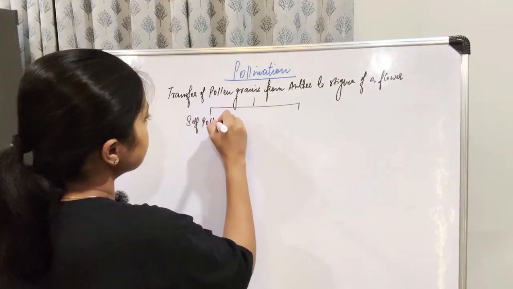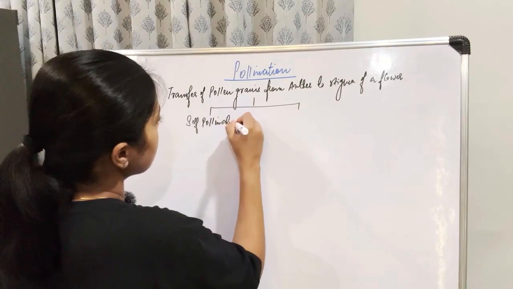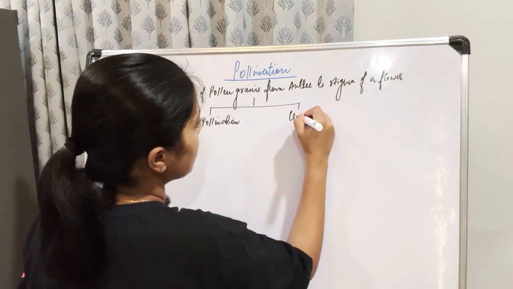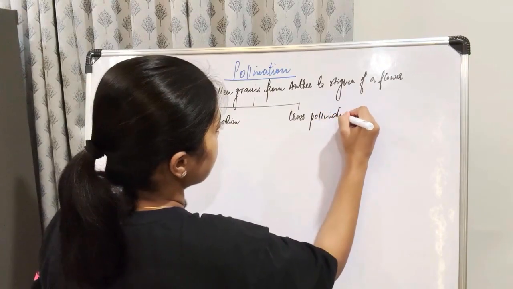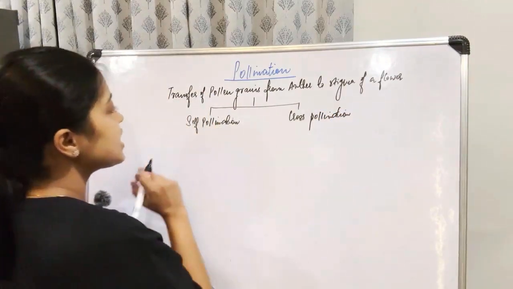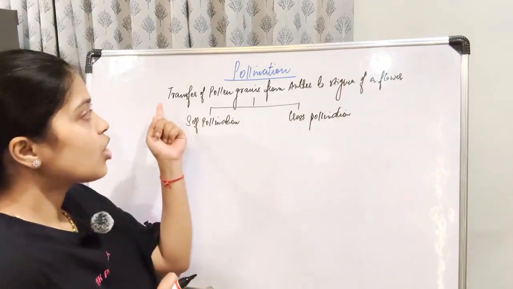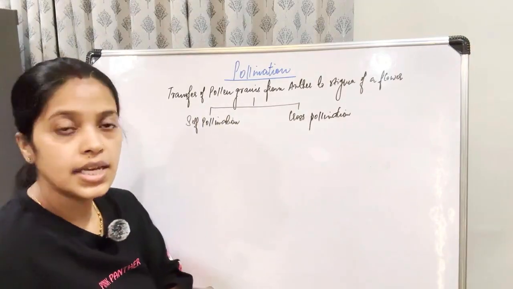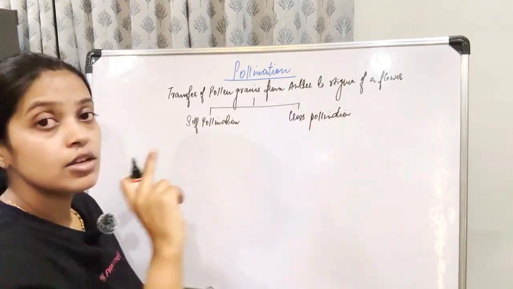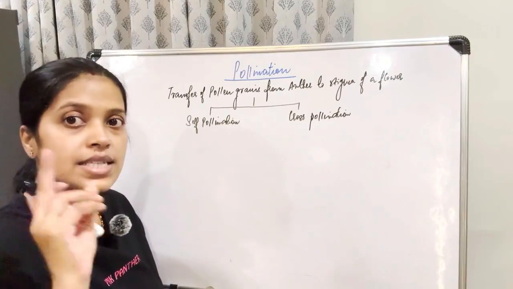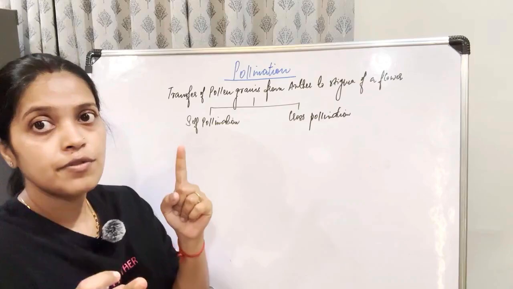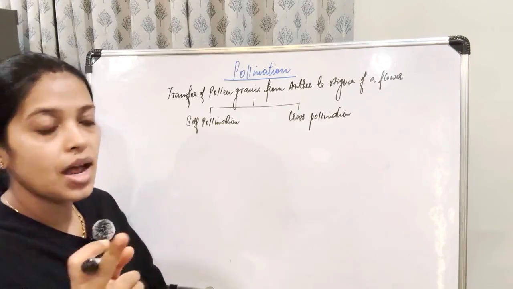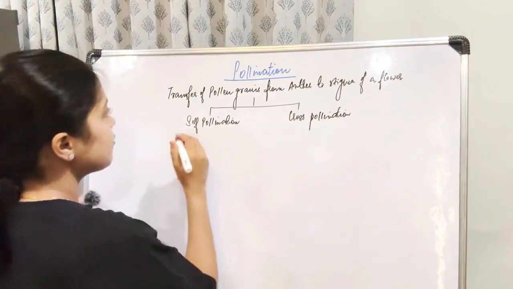Self pollination and cross pollination. What is self pollination? When the transfer of pollen grains takes place from the anther to the stigma of the same flower or two different flowers but from the same plant, it is called self pollination.